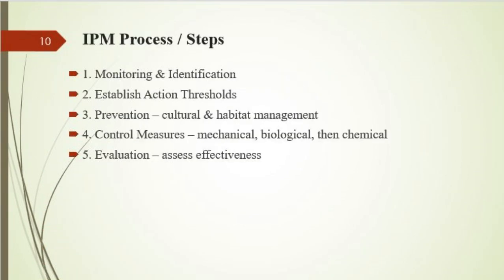IPM process. IPM follows 5 important steps. Step 1. Monitor and correctly identify pests. Step 2. Determine the economic threshold. Step 3. Prevent pest outbreaks through good farming practices. Step 4. Use mechanical, biological, and finally chemical controls if needed. Step 5. Evaluate the results and improve future management. This process makes pest management more efficient and sustainable.